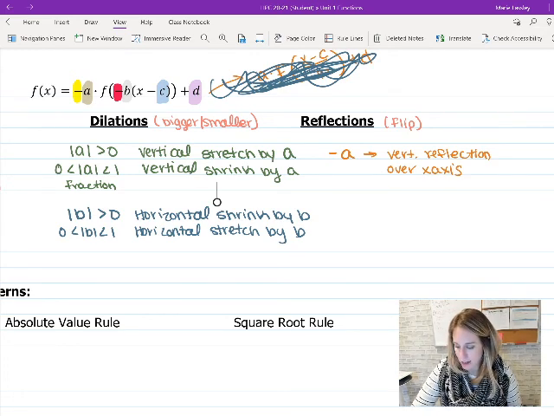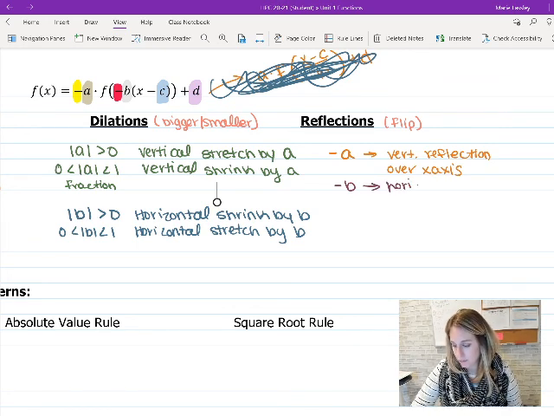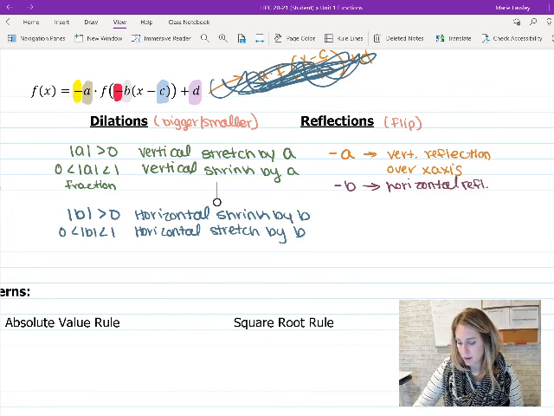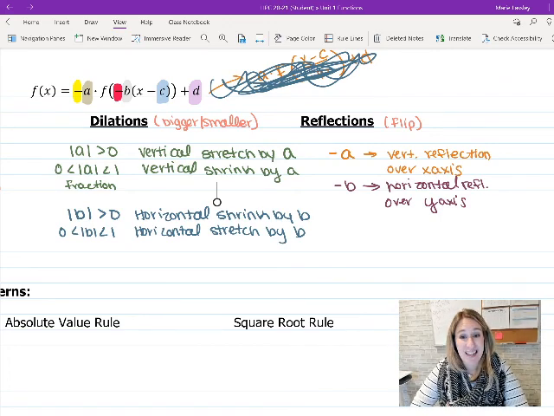So if we have a negative B, this is a horizontal reflection over the y-axis, right? Which makes it go side to side. The y-axis is the one that goes up and down, so we flip side to side. All right, and that's it. Reflections are super easy. They're definitely probably the easiest ones. Their rules are the easiest to remember.